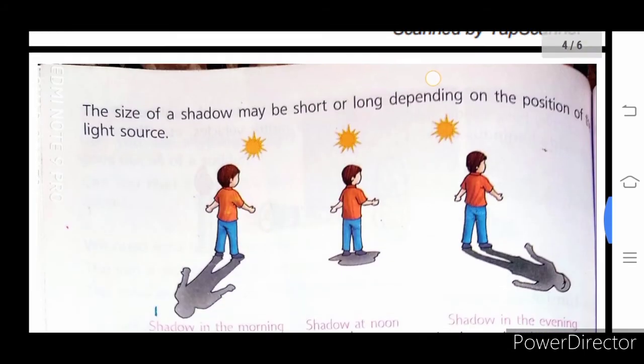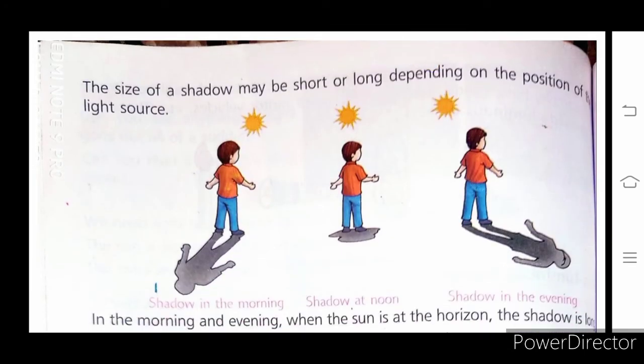See, here the shadow is shown in the picture. The size of a shadow may be short or long depending on the position of the light source. In the morning and evening, when the sun is at the horizon, the shadow is long. At noon, when the sun is overhead, the shadow is short. See from these pictures, children, in the morning and evening time, when the sun is at the horizon, the shadow is long. See in both the first and the last picture, the shadow is long.